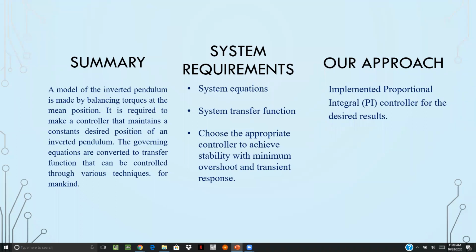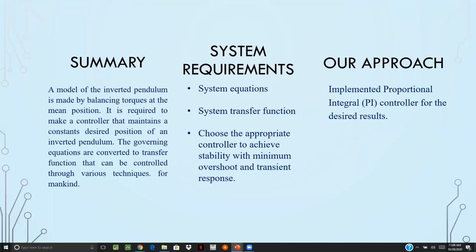A model of the inverted pendulum is made by balancing torques at the mean position. It is required to make a controller that maintains a constant, desired position of an inverted pendulum. The governing equations are converted to a transfer function that can be controlled through various techniques.